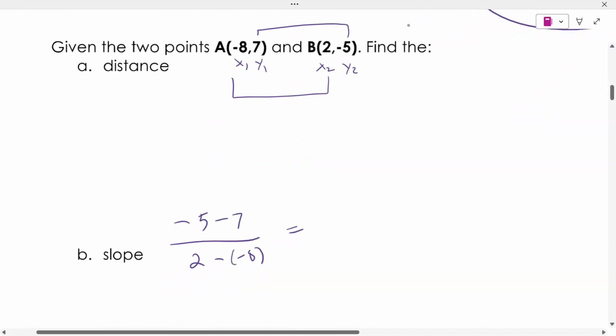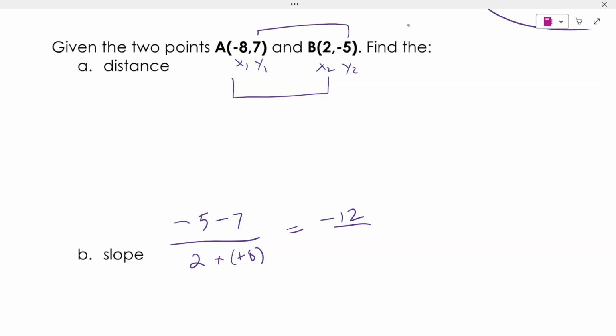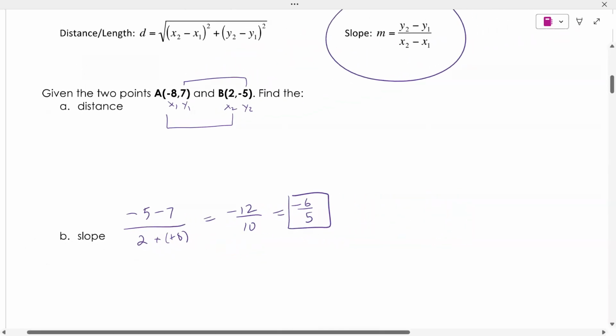So negative 5 minus 7 should be getting more negative, so we're going to get negative 12. And then 2 minus double negative becomes positive in this case, 2 plus 8, 10. So if we simplify this, we should be able to divide by 2 since they're both even numbers. We get negative 6 fifths. Or in terms of rise over run, you could say we're going down 6, right 5. So this would be a negative decreasing slope. So you hopefully should be able to imagine what this line would look like if you were to graph it.